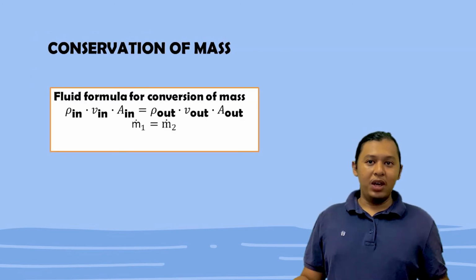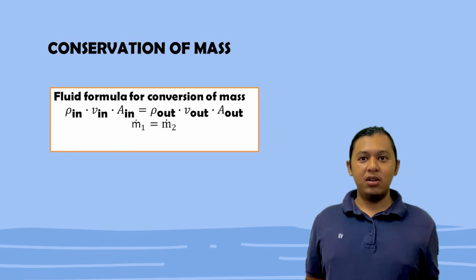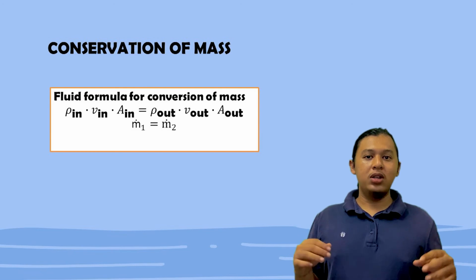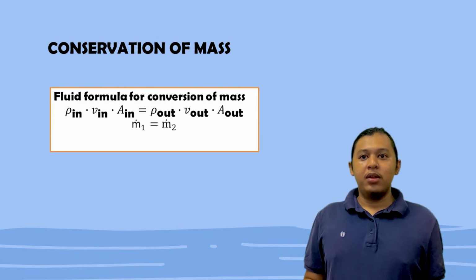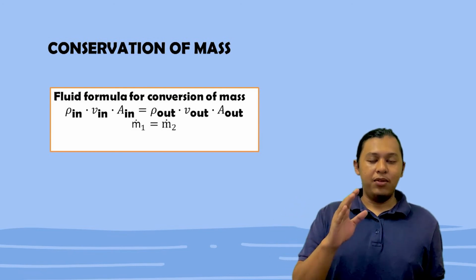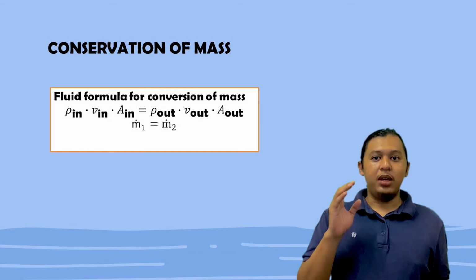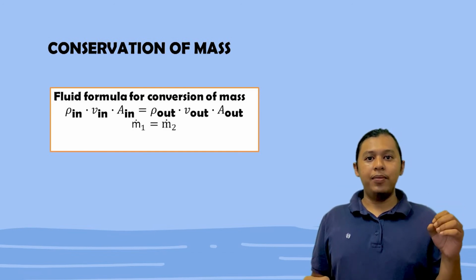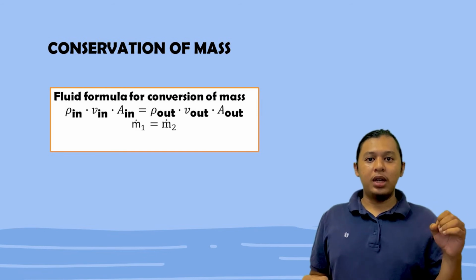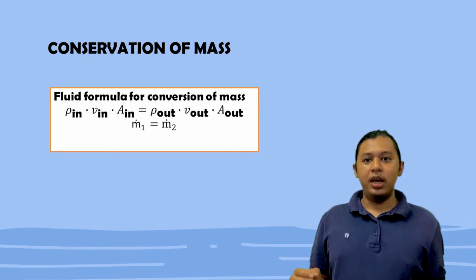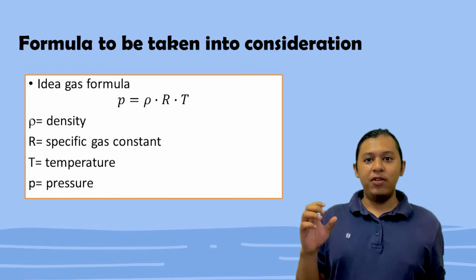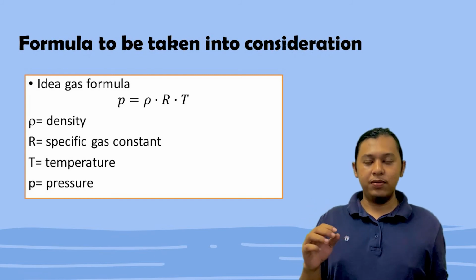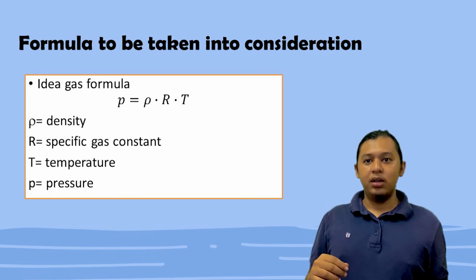Okay, moving on to the conservation of mass. The formula for conservation of mass is rho inlet times velocity inlet times area inlet equals rho outlet times velocity outlet times area outlet. And the next one is mass flow rate 1 equals mass flow rate 2.